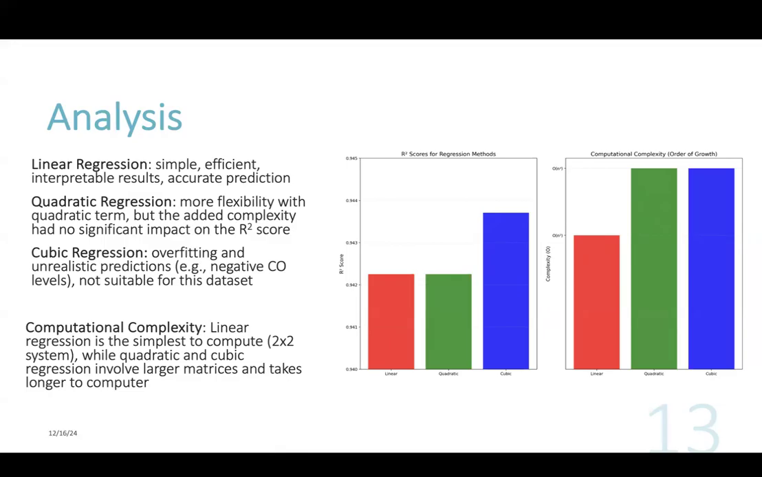And the computational complexity, linear regression is the simplest to compute. It's a 2 by 2 system, while quadratic and cubic regression involves larger matrices and it's definitely going to take longer to compute.